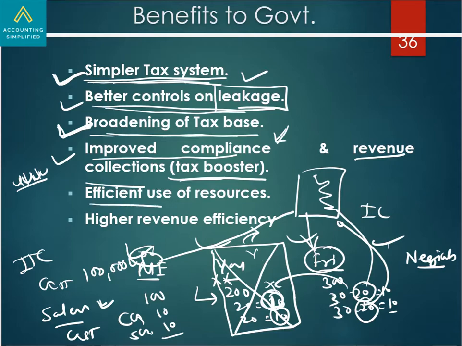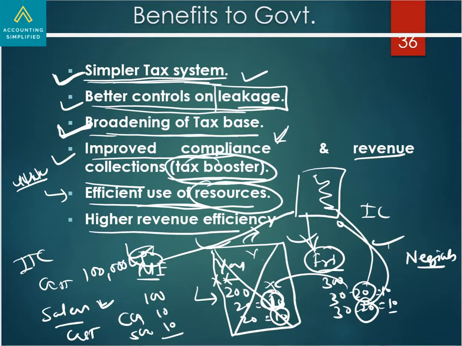Next is efficient use of resources, whatever the government resources are. So efficient use is there. Earlier the person had to come to the office of indirect tax, sales tax and value added tax. Now they need not come, everything is online. So everything is used properly, right? Next is higher revenue efficiency. As I've said, this proved to be a tax booster. So revenue efficiency has increased like anything.